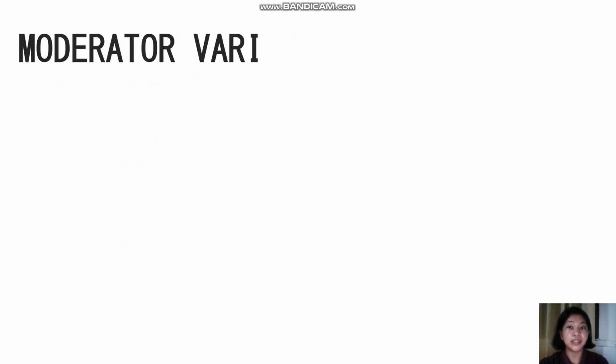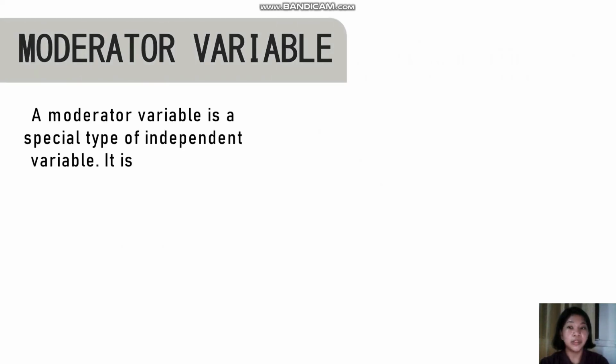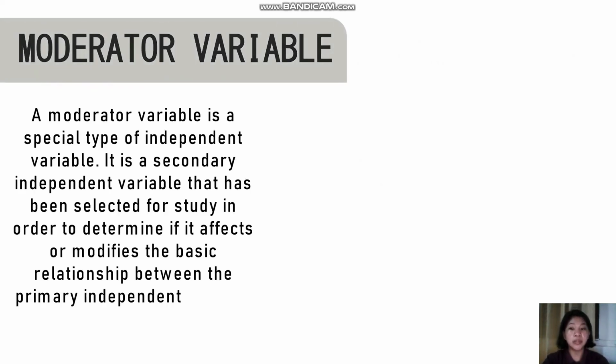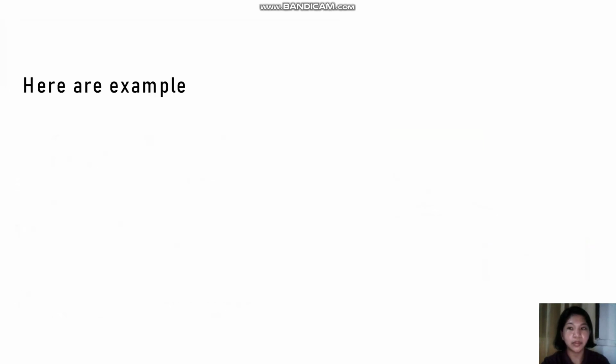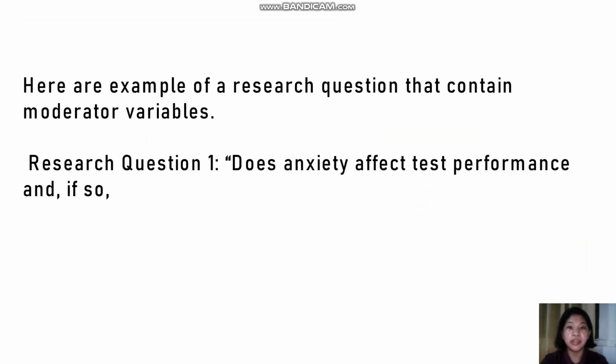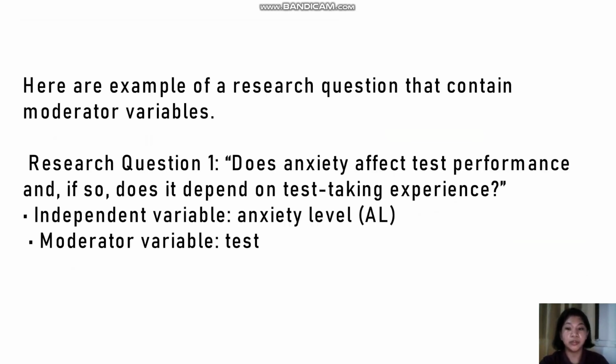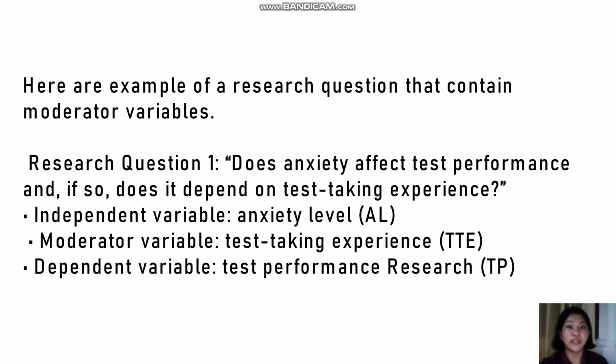So next is the moderator variable. It is a special type of independent variable. It is a secondary independent variable that has been selected for study in order to determine if it affects or modifies the basic relationship between the primary independent variable and the dependent variable. So here is an example of a research question that contains a moderator variable. As you can see, the inclusion of the moderator variable in a study can provide considerably more information than just studying a single independent variable alone.